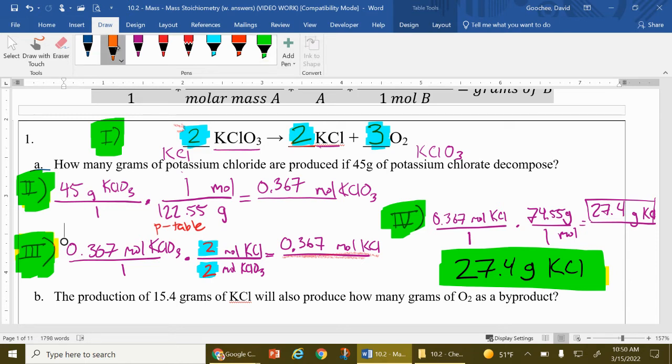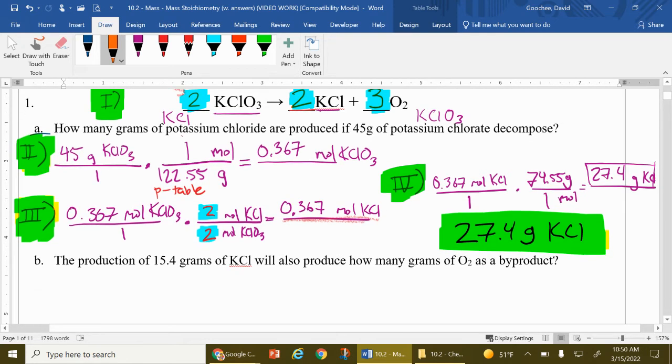It's the same steps in all of these problems. You balance the equation, convert starting amount into moles, go from starting moles into moles of final substance, and then take moles of final substance and convert them into, in this case, grams. Let's take a look at part B.